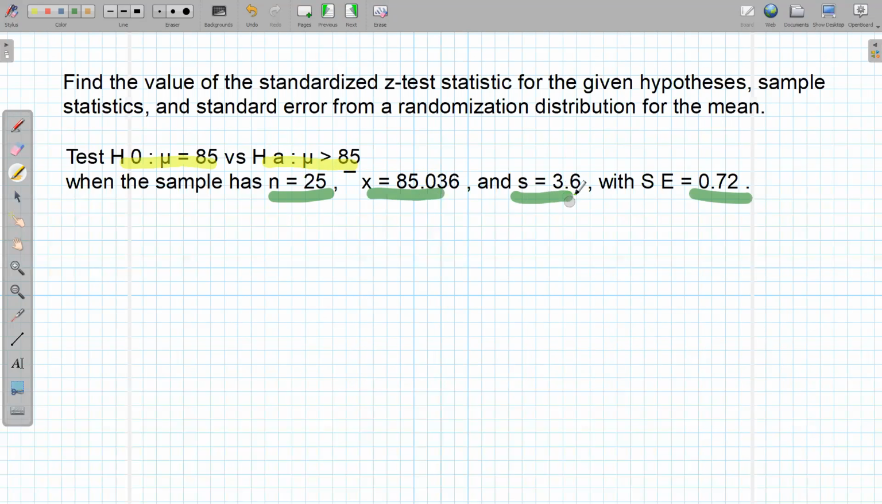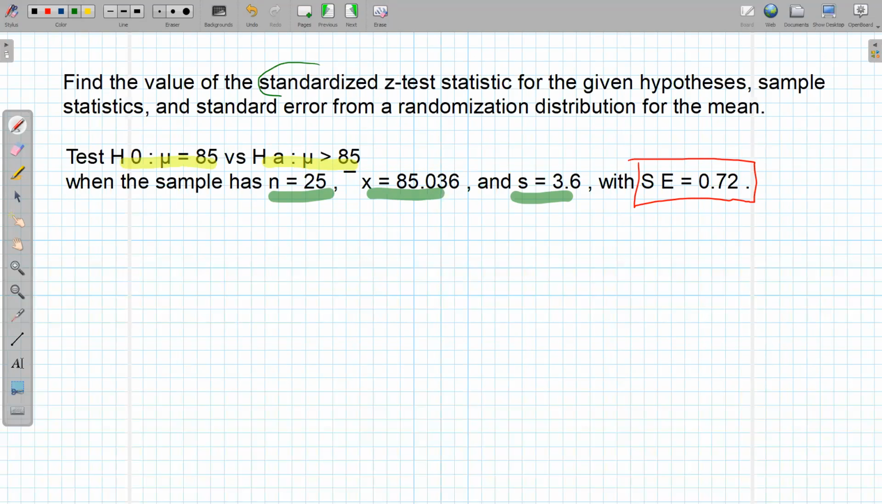Now, S, that's the sample. This SE over here, that's the sampling distribution. And that right there is what I need to make some calculations. So there's 3 different ways we use z-scores in this kind of thing.